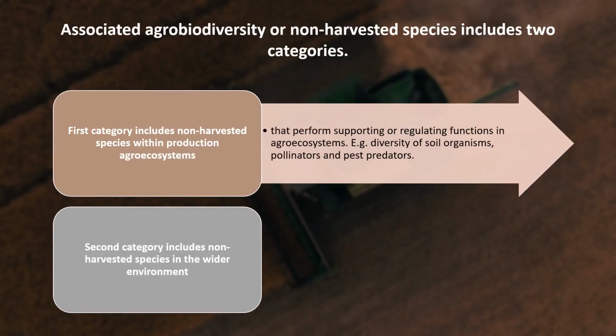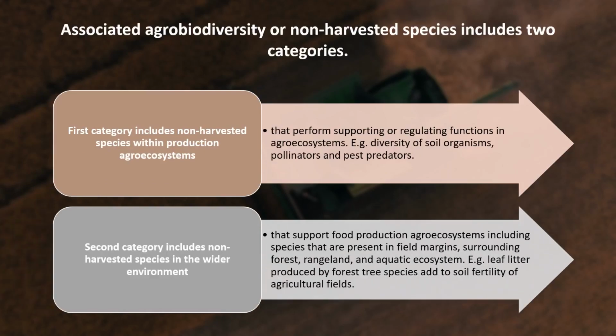And the second category includes non-harvested species in the wider environment. The first was within the production ecosystem; the second category is in the wider environment that supports the food production ecosystem, like the species present in the field margins, surrounding forests, rangelands, and aquatic ecosystems. We have seen leaf litter produced by forestry species. That leaf litter aids the fertility of soil in agricultural fields. You will see that direct benefit if you belong to hilly or mountain areas, and in that way we can say that such forestry is also included as a part of agrobiodiversity.